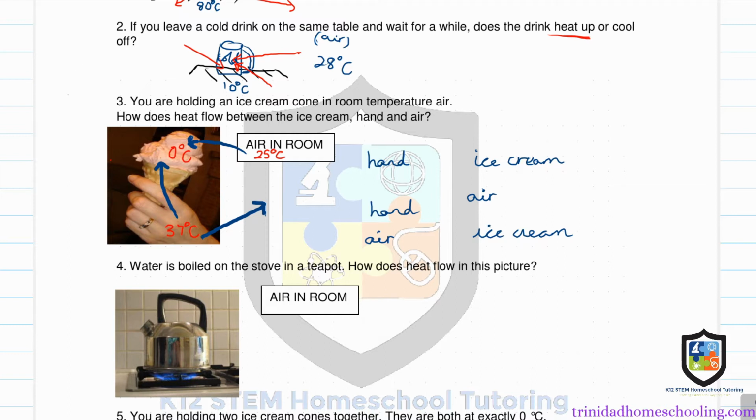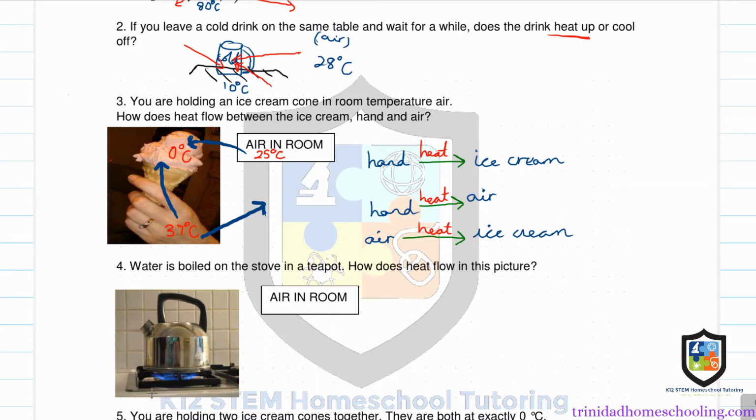Alright, I'm just putting this in some colors for you. So the heat moved from the hand to the ice cream, from the hand to the air, and air to the ice cream. So be sure to pause the video and take down all these extra notes, okay? Now example 4. Water is boiled on the stove in a teapot. How does heat flow in this picture?